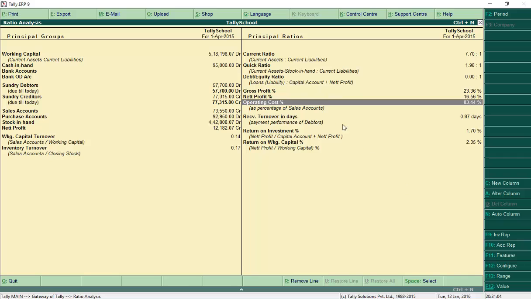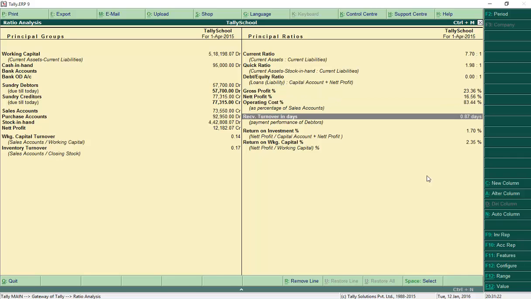Operating cost as a percentage of sales account is 83.44%. So this means total direct expenses, manufacturing expenses for the operation of the business. So that is 83.44, which is very high. It should not be like this.